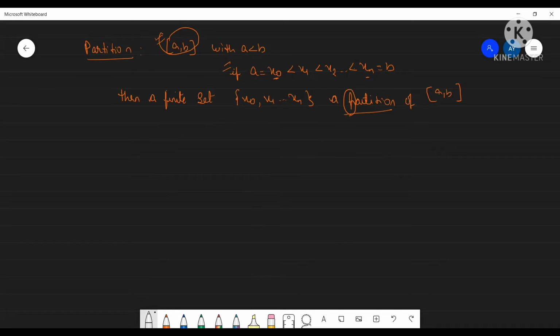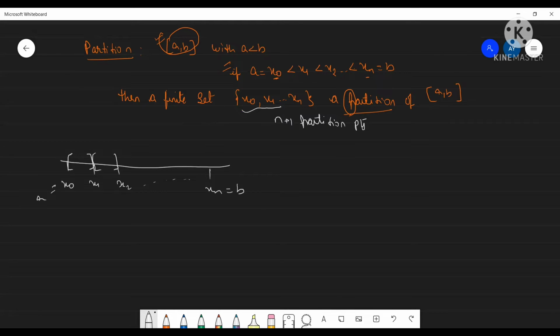Now coming to the intervals, as this set contains n plus 1 partition points. Now see, like you just have a real line. This contains some x naught, x1, x2 and so on up to xn. Obviously xn is b and x naught is equal to a. So what will be the intervals? The interval will be from x naught to x1, x1 to x2 and so on, xn minus 1 to xn. This is the first interval I1. This is the second interval I2 and so on. This will be the nth interval In.